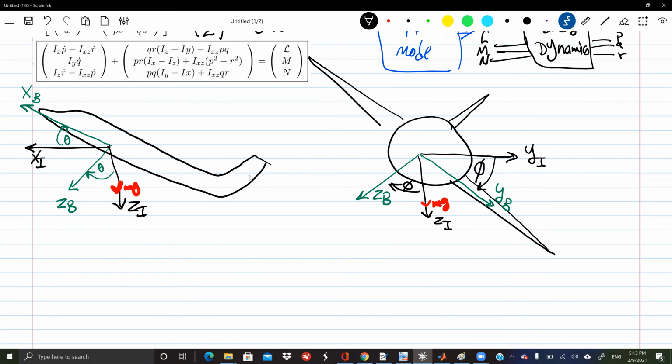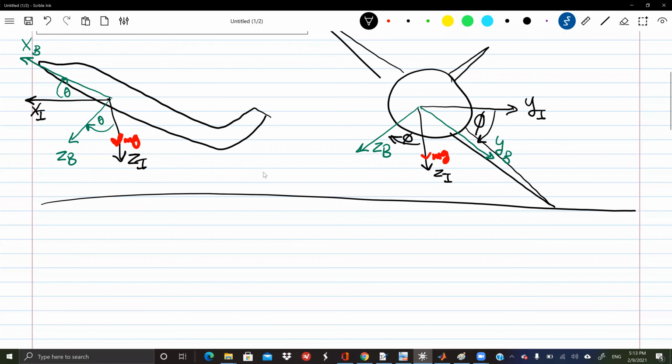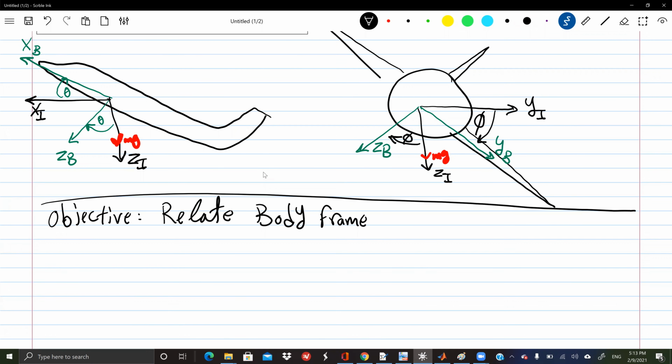So we're gonna do it generic. What is the objective in general? Is to relate the body frame X, Y, Z body to the inertial frame, so that if I have any vector in one of the 2 frames, I can get it in the other frame.